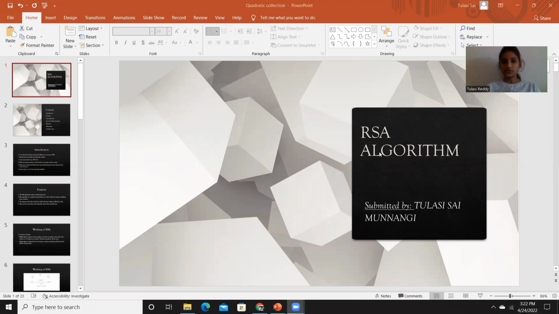Respected sir, my name is Tulsi Saimunangi of 19th batch of MTech Integrated Software Engineering. Apart from digital assignment 2 of information and security system, I'm going to tell about RSA algorithm.